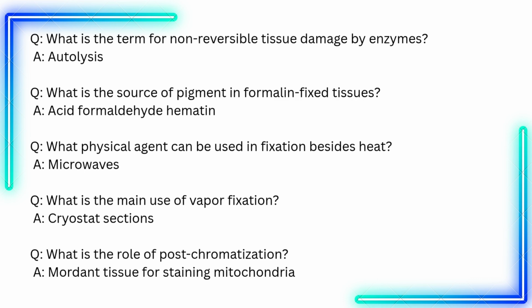It's Tris buffer. What is the term for non-reversible tissue damage by enzyme? It's called autolysis. And what is the source of pigment in formalin-fixed tissues? Acid formaldehyde hematin. What physical agent can be used in fixation besides heat? You can use microwaves. What is the main use of vapor fixation? It is mainly used in case of cryostat sections. And what is the role of post-chromatization? A modern tissue for staining mitochondria.